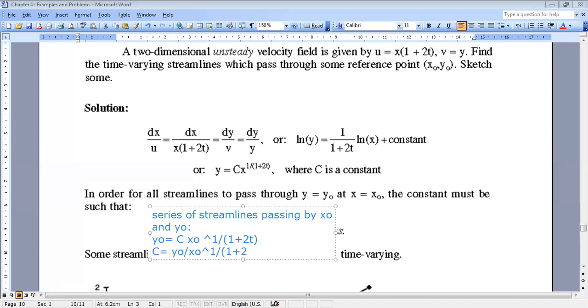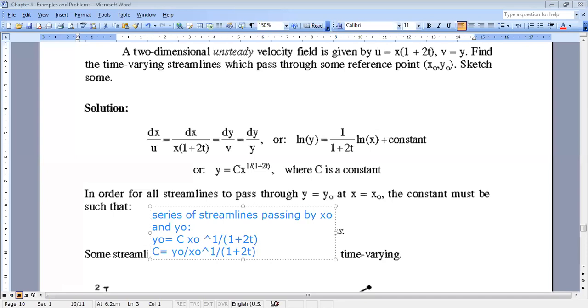So all you have is t0. Is t0 given here, if not x0, y0? No, because look, at each time you have a streamline that will pass through this point. They didn't ask you to find the streamline at time t equals 0. If they asked you to find the streamlines at t equals 0, then you replace t by 0. They asked for the time varying streamlines. This means you will find the equation of streamlines that will pass by this point at different times.